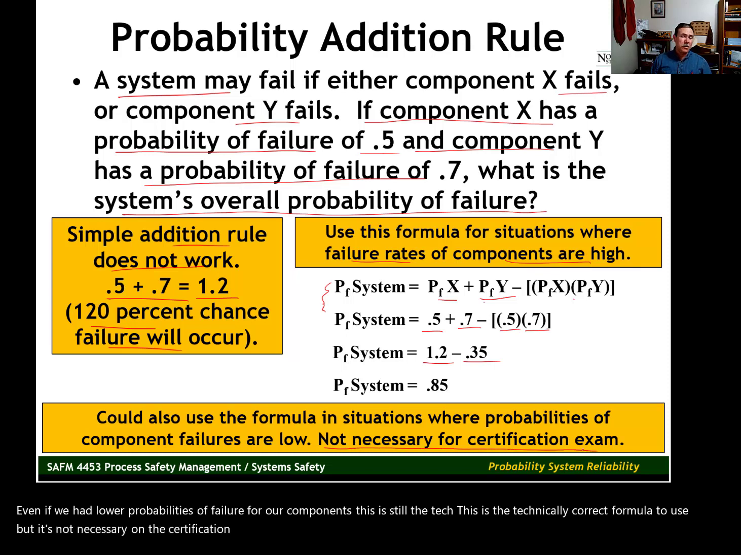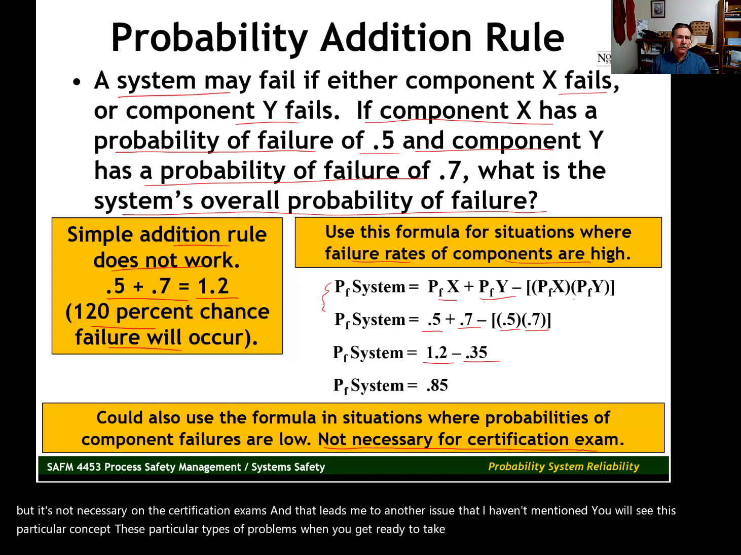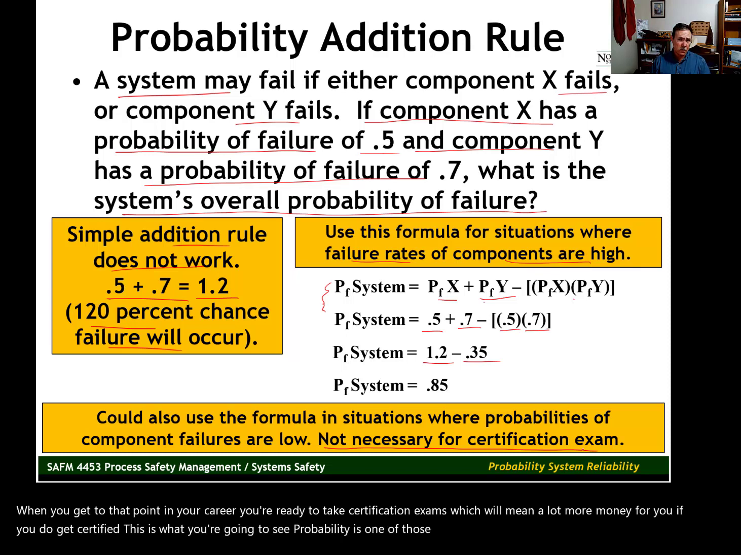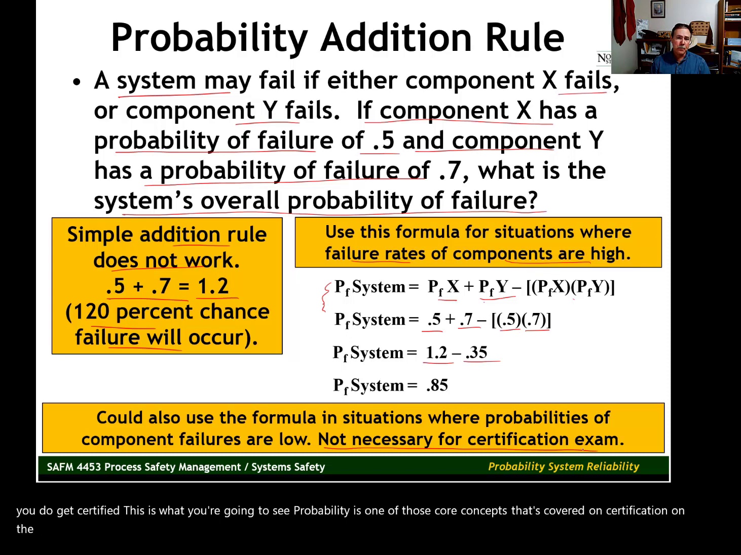And that leads me to another issue that I haven't mentioned. You will see this particular concept, these particular types of problems, when you get ready to take the CSP exam here in 4 or 5 years. When you get to that point in your career, you're ready to take certification exams, which will mean a lot more money for you if you do get certified. This is what you're going to see. Probability is one of those core concepts that's covered on the CSP exam, and you're going to run into problems like this.